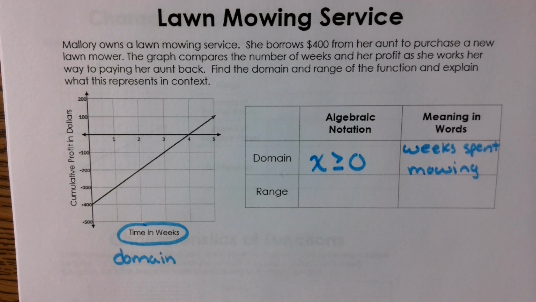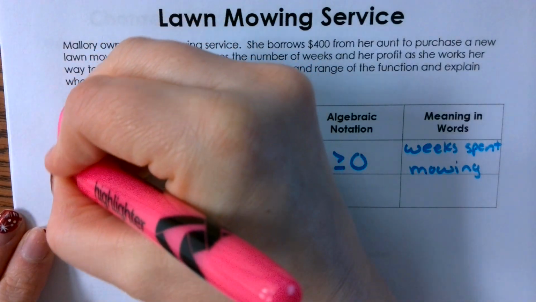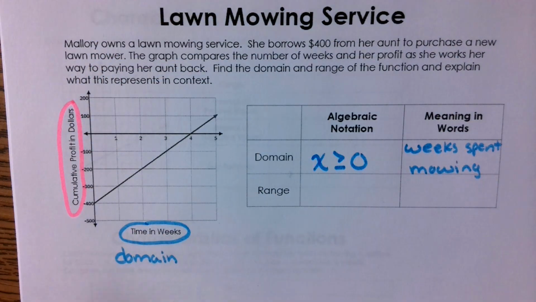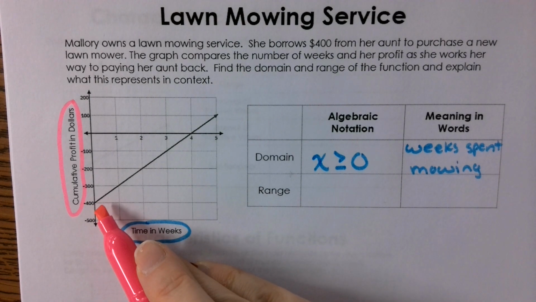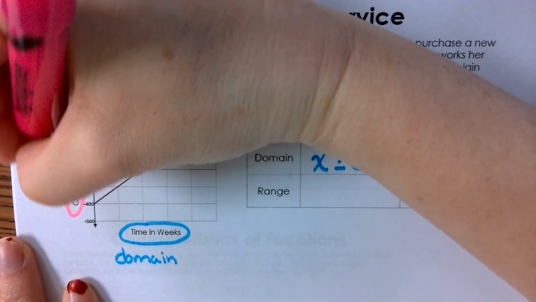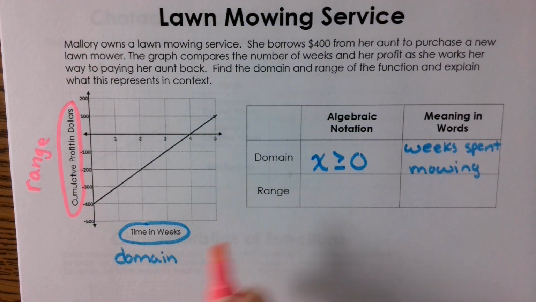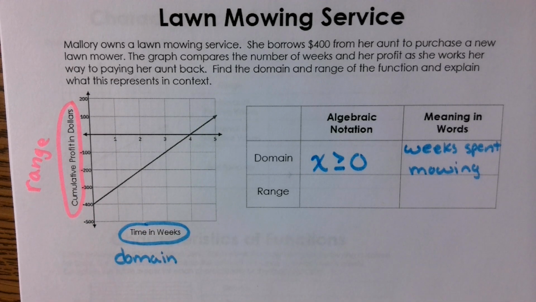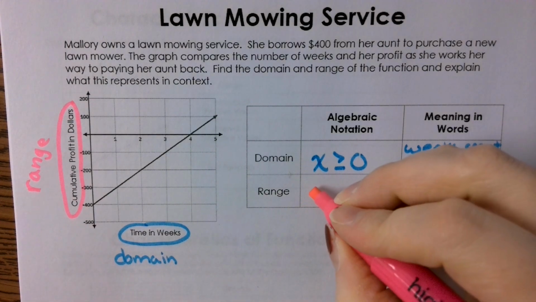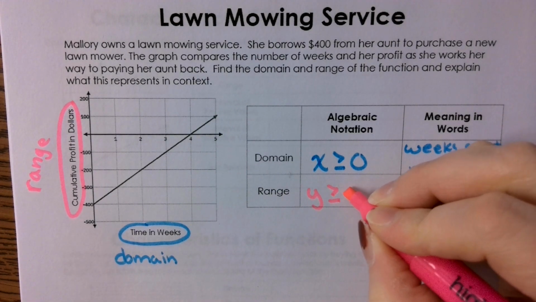Okay, for our range, we also are represented right here in the money amount, the cumulative profit in dollars. So it's not the money that she is making or charging for her services, but it's the amount of money that she herself is profiting. So to start with, she does not have a profit because she borrowed money. Okay, and again, this is going to represent our range. So from here, we don't have any point that's going to go below negative 400 because negative 400 is the most that she's borrowed. So we're going to put y is greater than or equal to negative 400.